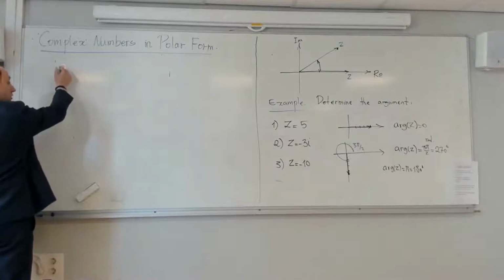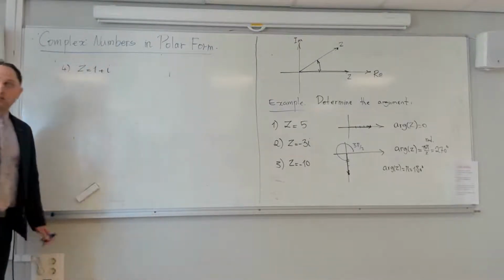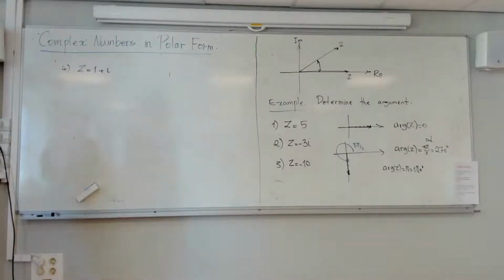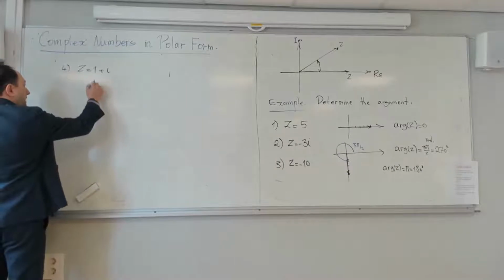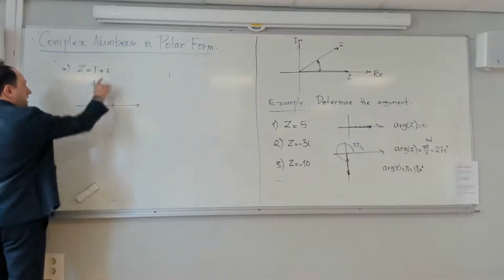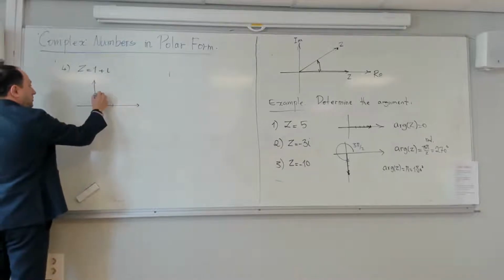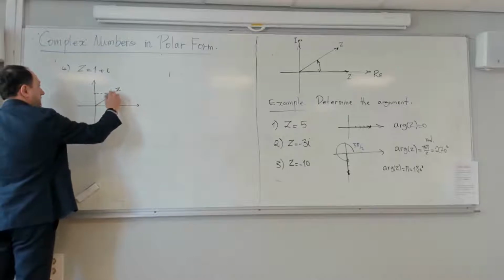So z equals 1 plus i. I want to find the argument of this. In principle, what I need to do, and I really recommend you do that, even if you can visualize it in your head: the real part is 1, the imaginary part is also 1. So this would be the point z, and this would be the vector.